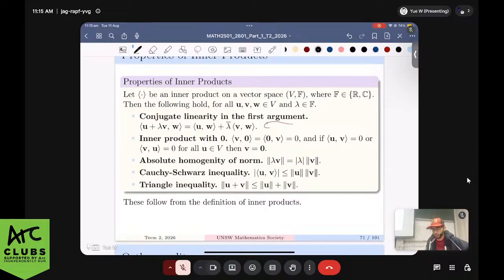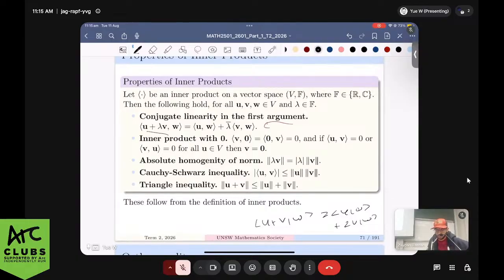So if you have u + λv in the first argument, the λ, when you take it out, is going to be conjugated. If you're using λ as a real number, like 1, -1, 0, half, whatever, you don't need to worry about this. It will literally just be linear. So if you have ⟨u + v, w⟩, this will be what? ⟨u, w⟩ + ⟨v, w⟩, right? You don't even need to worry about conjugating if the scalar λ is real.